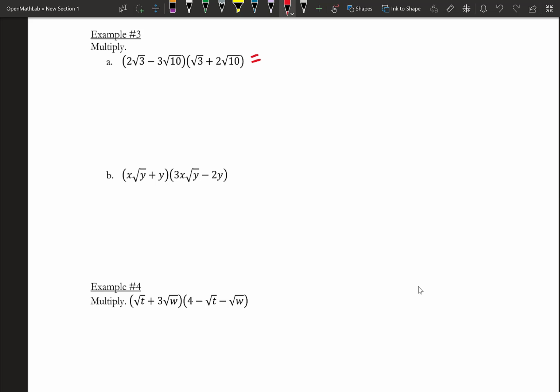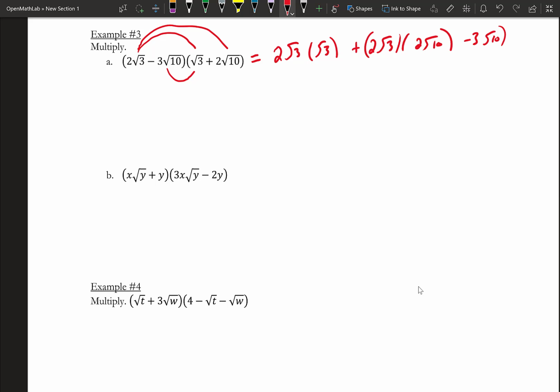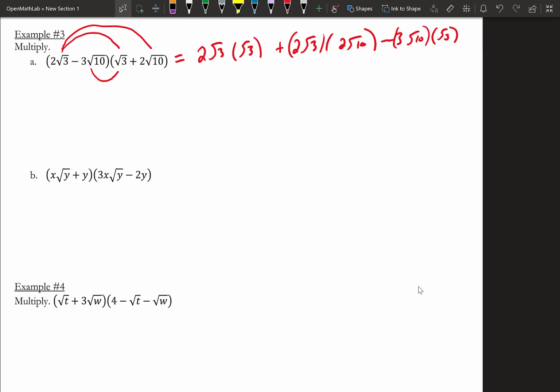We need to take each term of the first factor times every term in the second factor, right? So in other words, I need to take 2 times radical 3 times radical 3. And then I need to take 2 radical 3 times 2 radical 10. And then I need to take negative 3 radical 10 times radical 3. And then lastly, take 3 radical 10 times 2 radical 10.